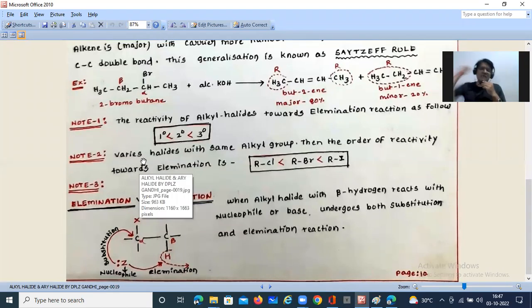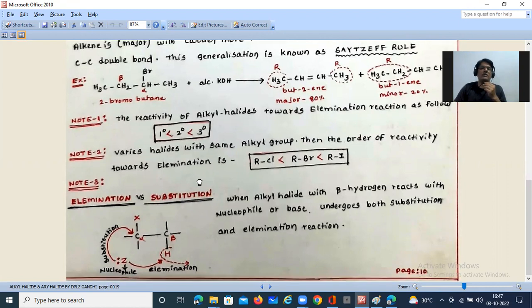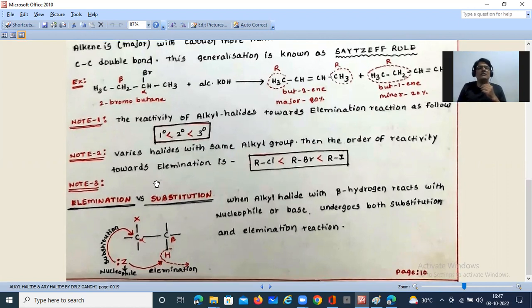So next, go to note 2. Here the halides differ, like chlorine, bromine, iodine, but the alkyl group is the same. Then in the reactivity order, iodine will be the most reactive towards what? Elimination reaction. Okay.